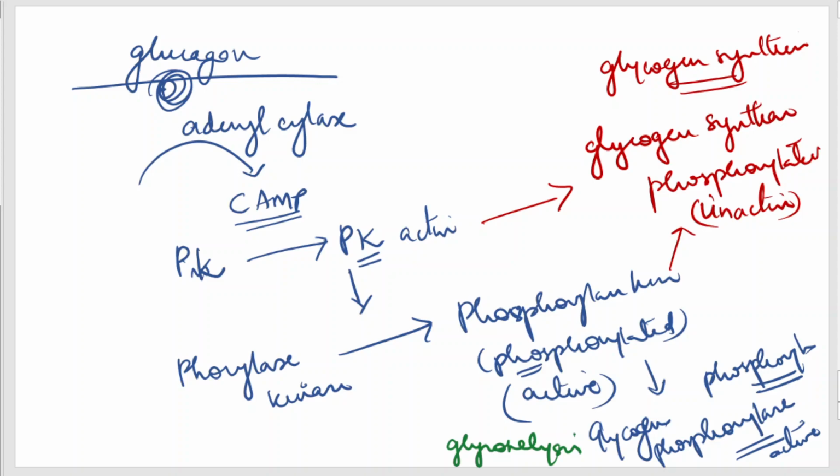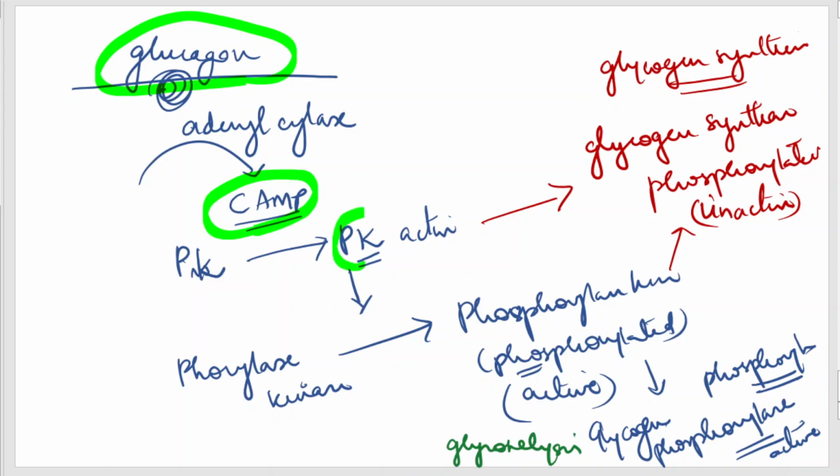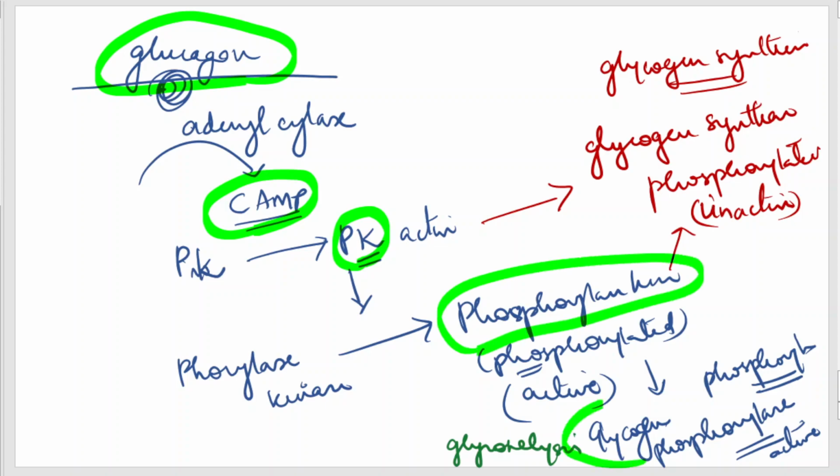Are you able to understand? So what does the glucagon hormone do? It acts by increasing the cyclic AMP. Cyclic AMP will activate protein kinase. The active protein kinase will phosphorylate phosphorylase kinase. Now this phosphorylase kinase will phosphorylate glycogen phosphorylase. So phosphorylation of glycogen phosphorylase makes the enzyme active, and glycogenolysis will take place.